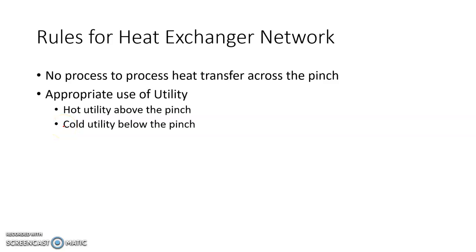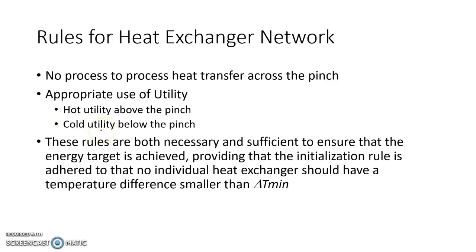All the streams will come to the pinch point and then go from the pinch point to their source or target temperature. Appropriate use of utility: hot utility should always be used above pinch, cold utility should always be used below pinch. These rules are both necessary and sufficient to ensure that the energy target is achieved properly. So our energy balance is tight and we achieve the energy target if we follow these rules, providing that the initialization rule is adhered to, that no individual heat exchanger should have a temperature difference smaller than delta T minimum, which I already said. If you want to maintain delta T minimum and you are following that, then these two rules are necessary and sufficient.